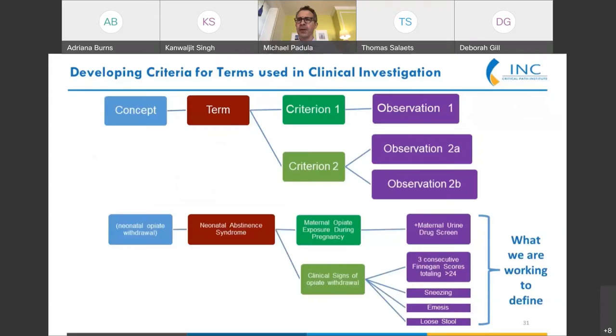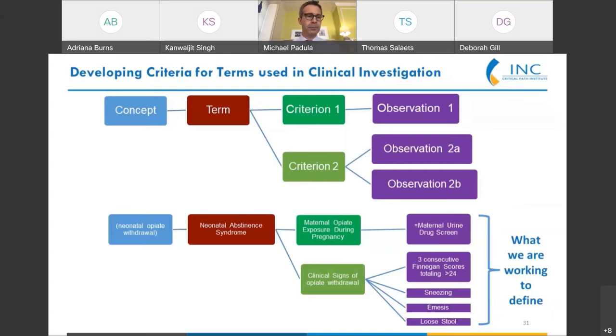So our general approach has been to develop criteria used in clinical investigation. We've really tried to drill down to define more discrete observations or criteria that help define the different concepts or terms that we use. In doing that, we are really poising ourselves to be more precise about the data collected, and hopefully that gives us some flexibility moving forward.